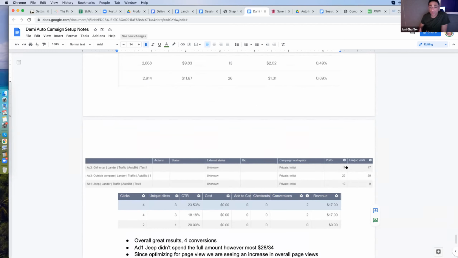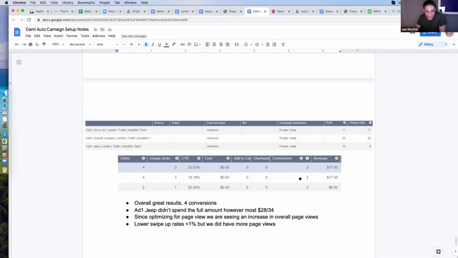So remember, the first one, it was like only 30% of the traffic that we're paying for, and only 30% are seeing the page. It doesn't make sense, right? So now we're optimizing, and we're getting way more than that. It's more than 50% now, I think it's like 60-70%.